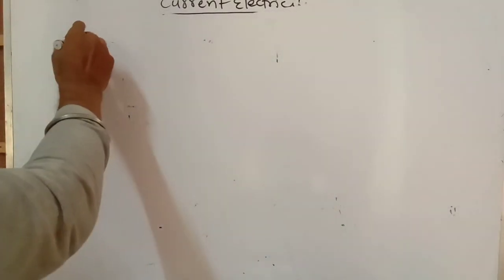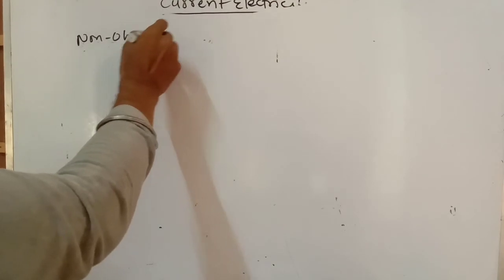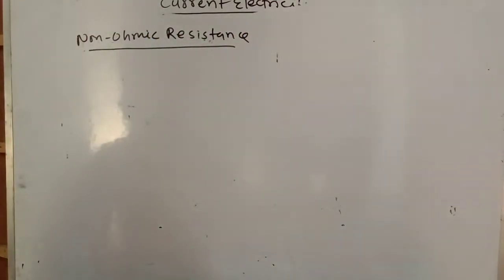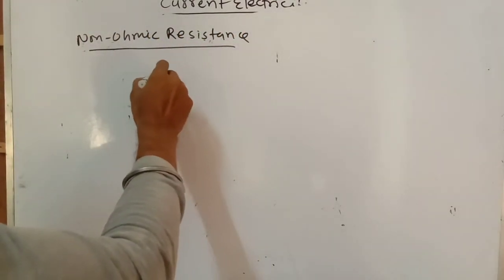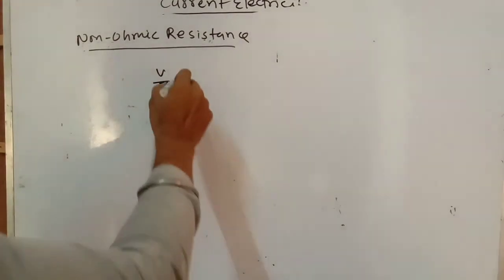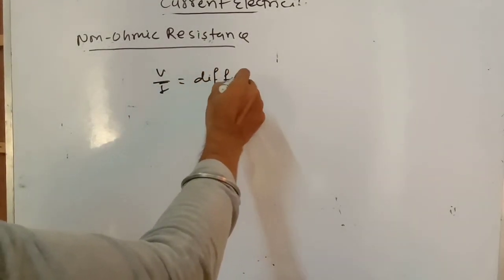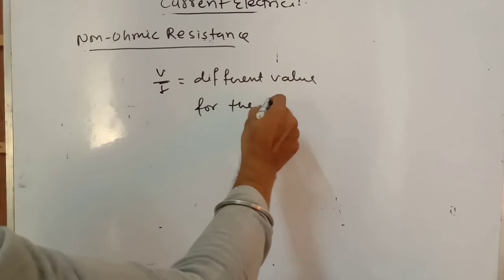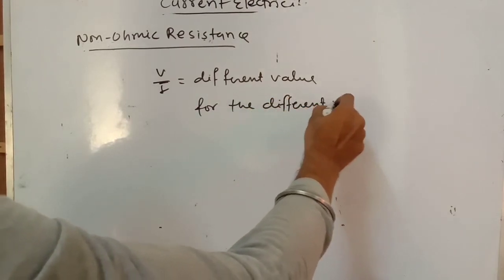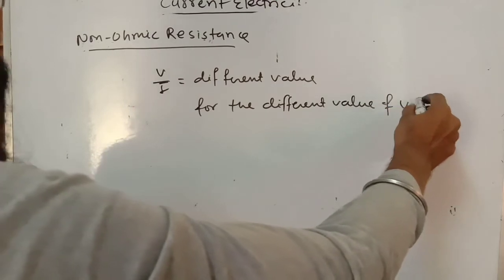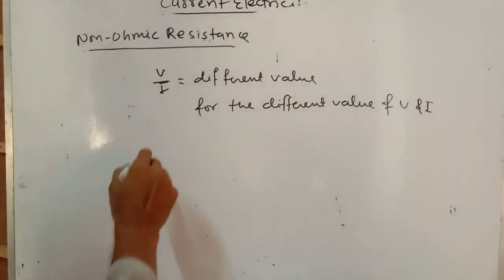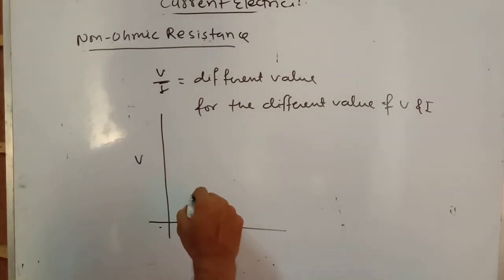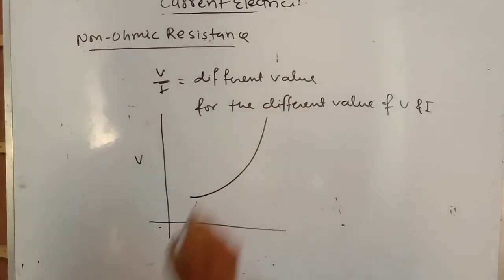Now in case of non-ohmic resistance, V by I gives a different value, not constant, different for different values of V and I. So in this case, when you draw the graph of V versus I, it will give a curved line.